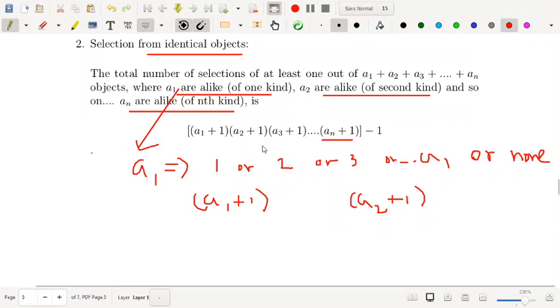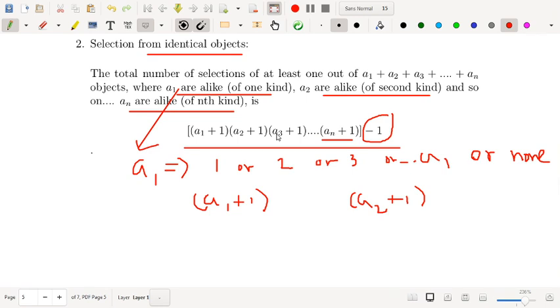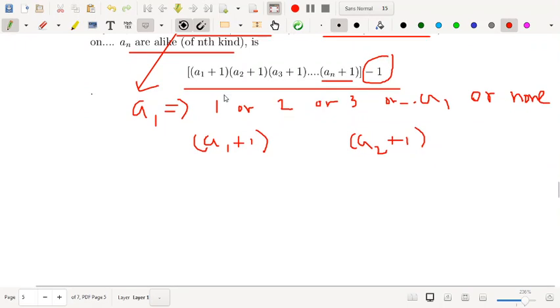So how many selections if you select at least one? That is minus 1, because in this selection you have a case where none of the things are selected, 1 into 1 into 1 into 1. So that is why there is a minus 1. Clear? This is the formula. This includes one case in which none of the things are selected, so that is why there is a minus 1, because your target is selection. Okay, so this is how you deal with identical objects.